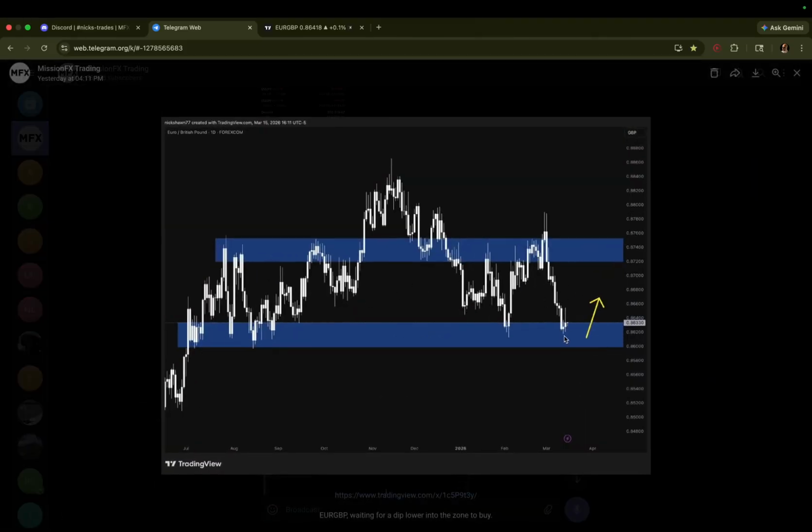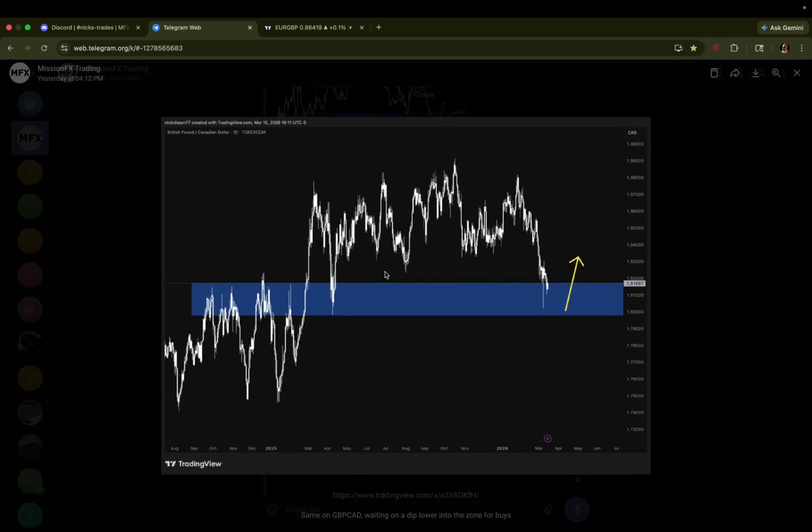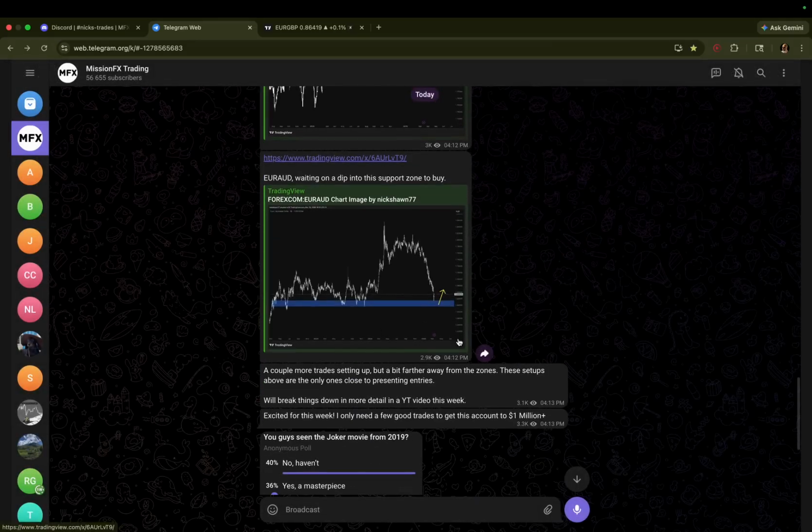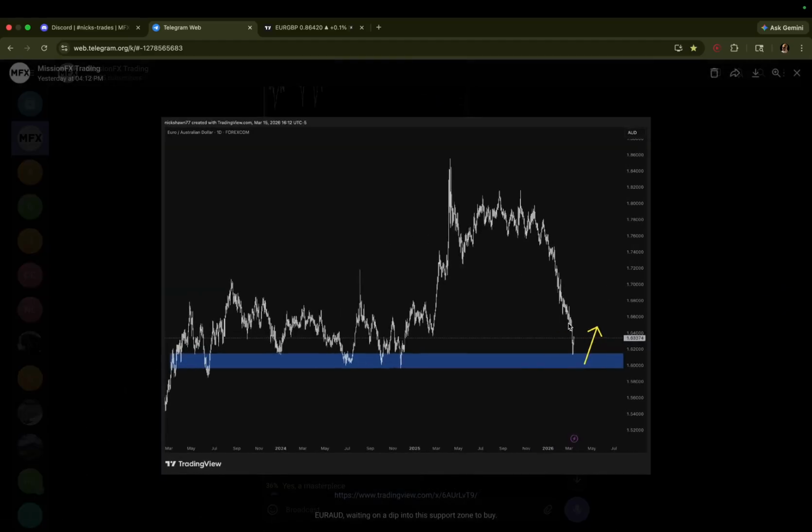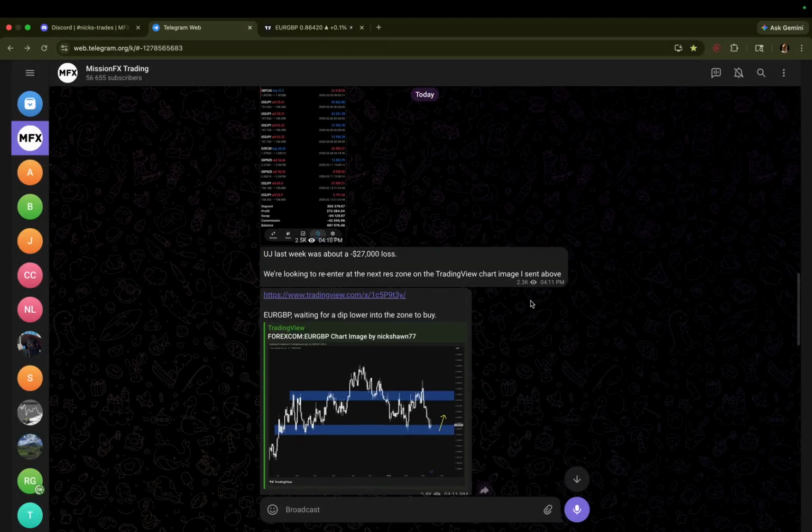The first one I'm waiting for is Euro GBP. I'm waiting for a dip deeper into this support zone, and I'll be looking to buy. Second one right here is GBP CAD. I'm waiting on a dip lower in the support zone to look to buy. Third one is Euro AUD. I'm waiting on a dip lower into this support zone, looking to buy. And that's basically it for now. Now, there's a couple more I'm going to break down a little bit more in detail. We're going to go into them now.